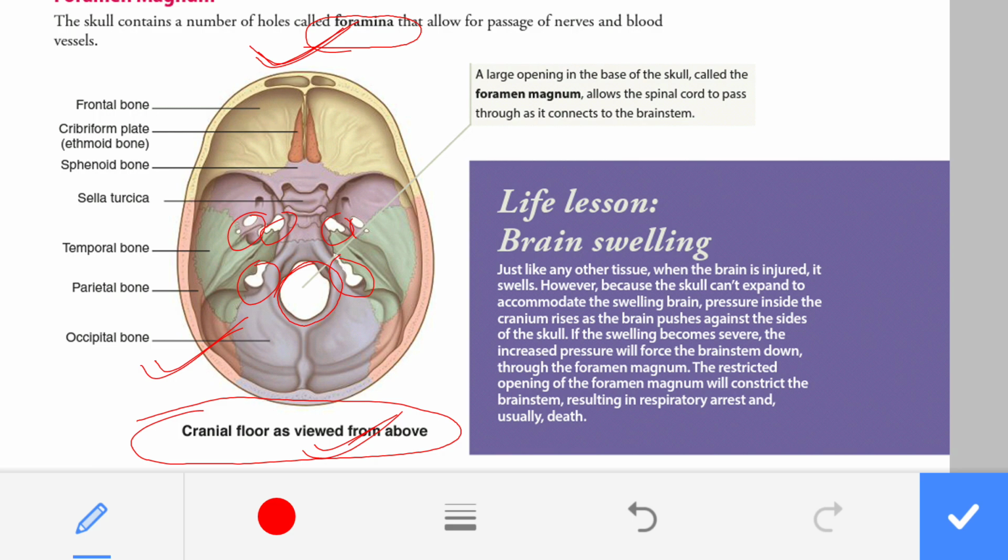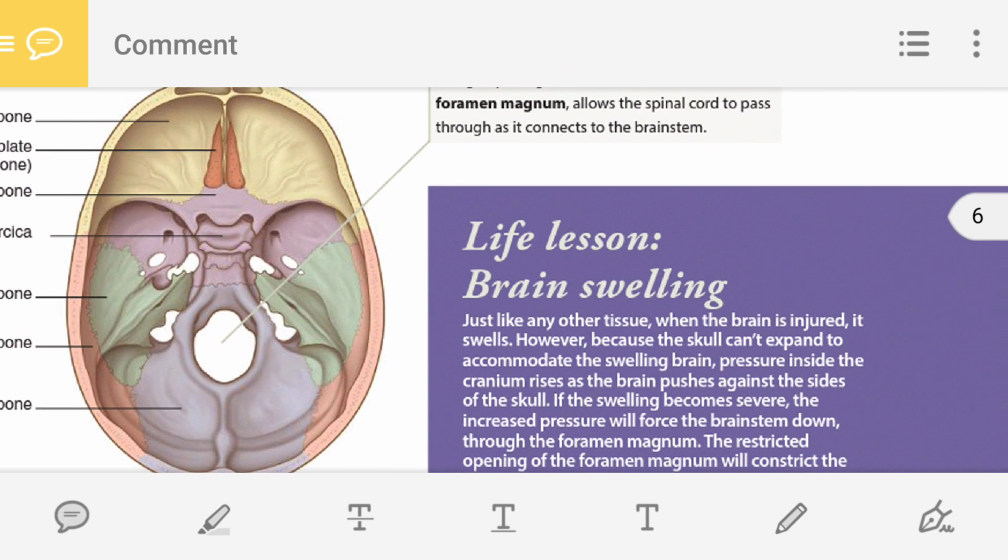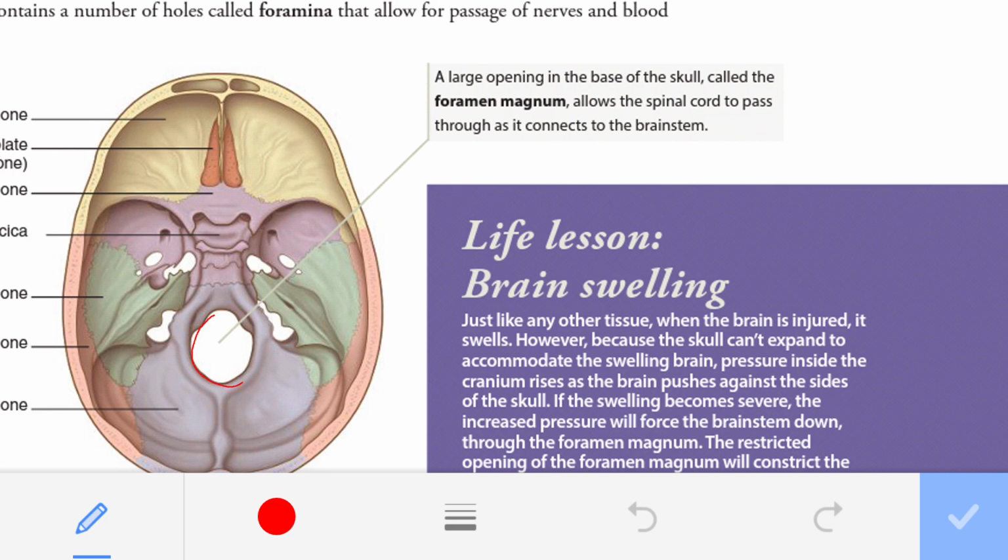And what are these holes, the foramina, for? These foramina, or holes, are actually the passage for the nerves and the blood vessels. So once again, foramina are the holes present in the skull, and they are the passage for the nerves and blood. And this one, for example, is a large hole, and this hole is known as the foramen magnum. This large opening allows the spinal cord to join with the brain.